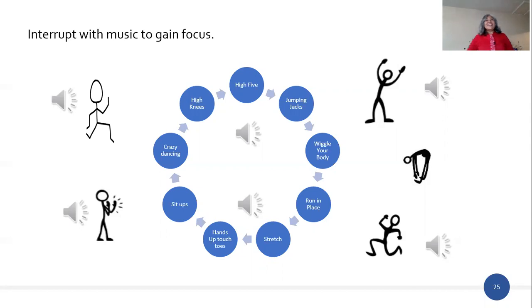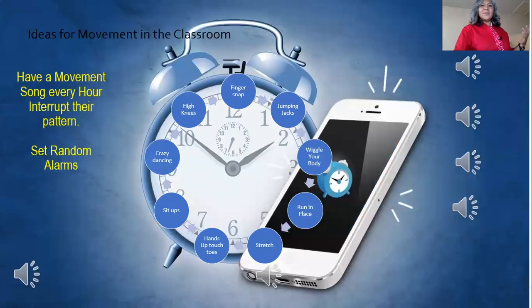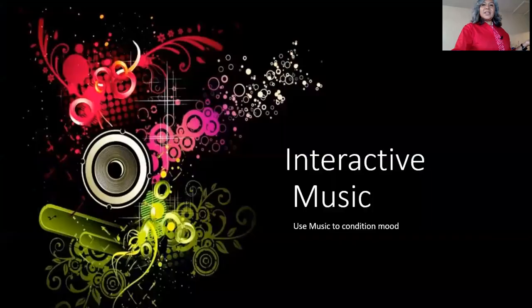Is your brain awake? Not only is your brain awake, now you are breathing deep, right? So when you go back to your chair, you go back to sit down, you go back to learn, you are breathing. And what's happening when you're breathing? You are getting all this oxygen into your brain. So your students are now more focused. Okay, so here we have the music and the sound again, ideas for movement in the classroom.